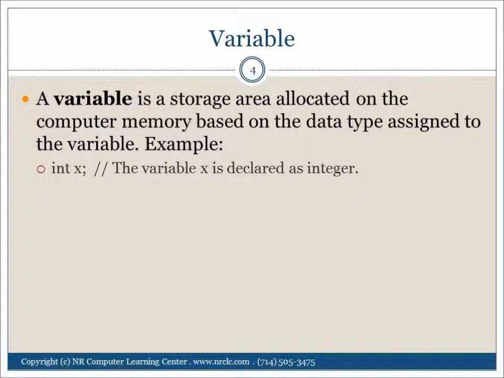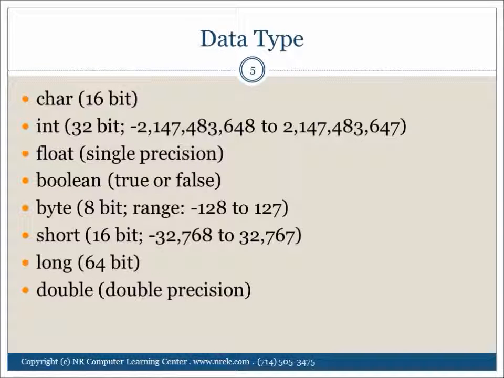Variable. So let's take a look at what a variable is. A variable is a storage area that lets the computer know what type of variable it is so it can allocate space for the variable. There are different types of variables you can have. You can have the variable as a character, meaning it can only store character values.